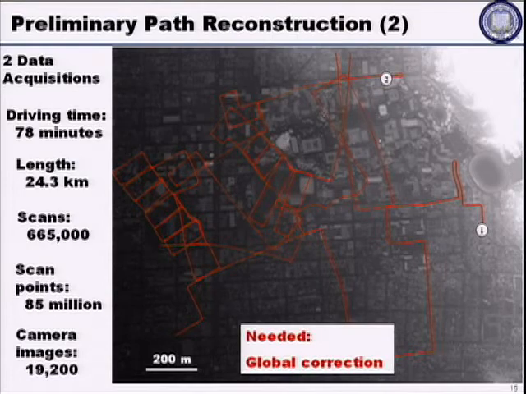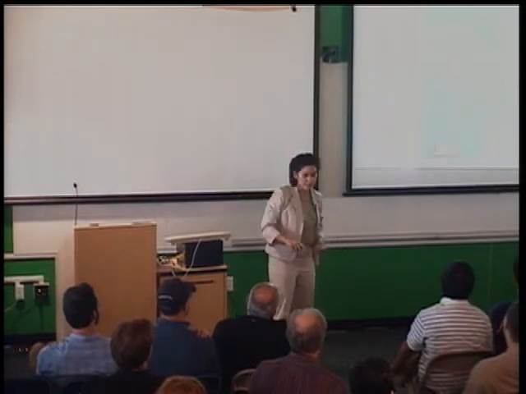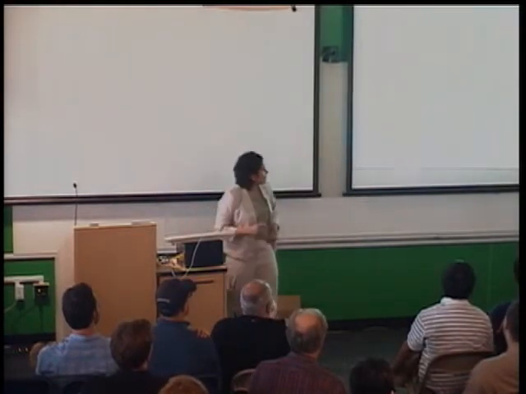What's gone wrong is that, especially at turns and other situations, the method doesn't quite work, and errors also accumulate. To prevent errors from accumulating, you have to do what we call global correction. And that's exactly what we did next.